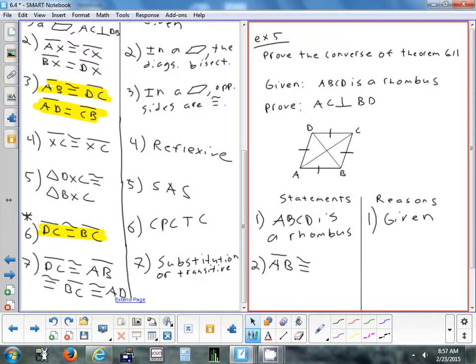So AB is congruent to BC, which is congruent to CD, which is congruent to DA. I really think you only need 2 of them to prove what we have to prove. And the reason, that's the definition of a rhombus.